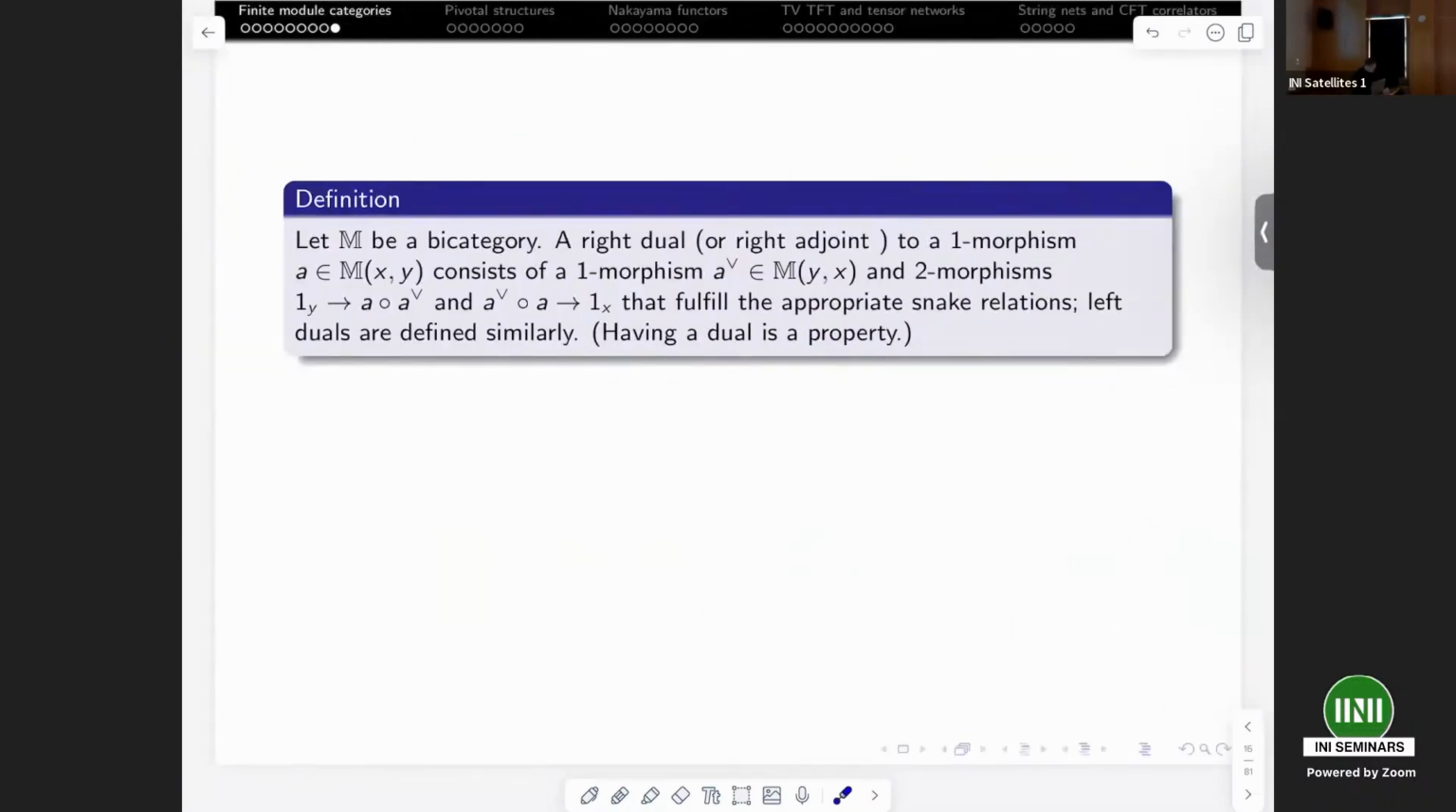Good. There's a last thing we have to look at. You've seen these Morita contexts are bicategories, very simple two-object bicategories. Now, in a bicategory, we have the notion of a dual or adjoint. So the adjoint to a one-morphism in a bicategory is a one-morphism. If this goes from X to Y, this goes in the other direction. And two-morphisms which exhibit the adjunction obey the appropriate snake relations. I think everybody here has seen adjunctions. And having a dual is a property.